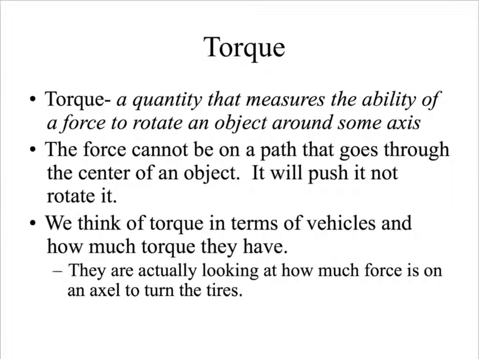So what we're going to look at is torque. Torque is a quantity that measures the ability of a force to rotate an object around some axis. So we think of torque a lot of times in terms of vehicles and how much torque they produce. And all that is the force needed to turn an axle and how much torque it can produce. It's very valuable in terms of towing and things like that.